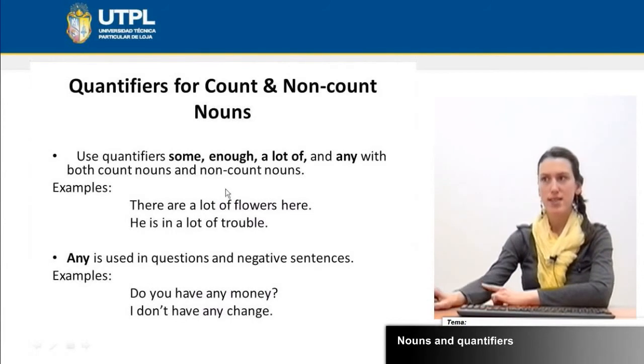Use quantifiers some, enough, a lot of, and any with both count nouns and non-count nouns. Example: there are a lot of flowers here. He is in a lot of trouble. Flowers is countable, trouble is uncountable, but I can use a lot of with both of them. Any is used in questions and negative sentences. Look at the examples. Do you have any money? I don't have any change.